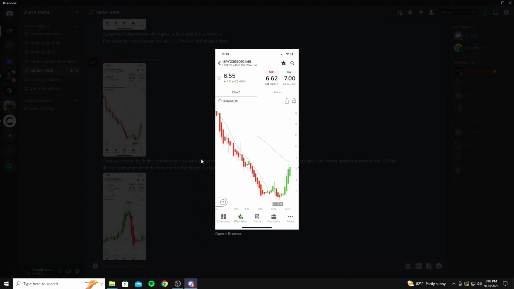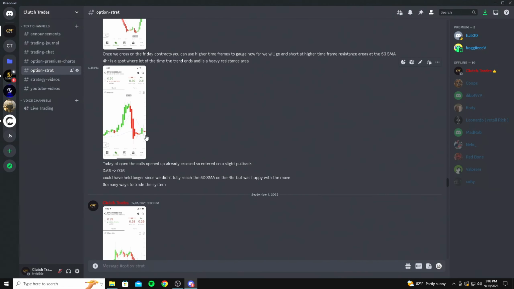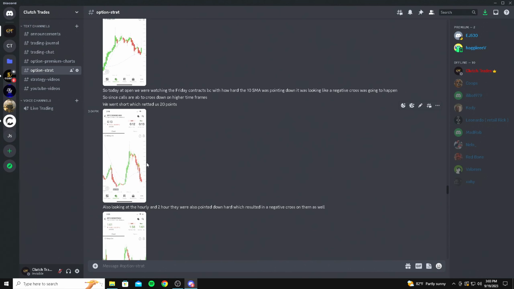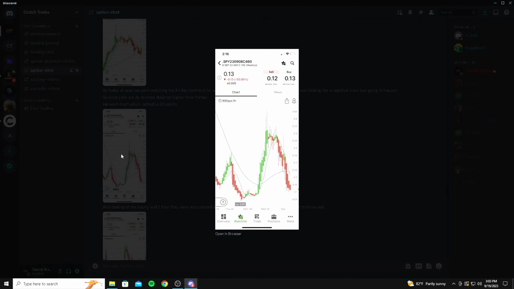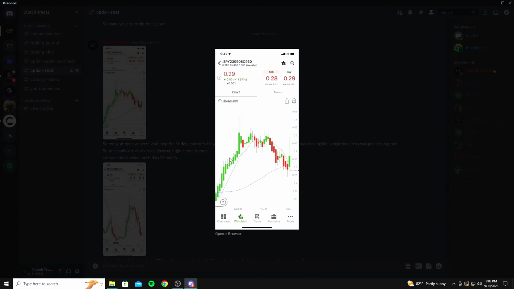So once we get there, you could take a short, or you could expect whatever premium you're watching to reject from that 50 SMA. So yeah, I just don't have too many screenshots of the higher time frames, I don't think. But another example right here, the 1-hour time frame crossing down on calls, so you can expect downside once we have that 10 SMA pointing down super hard. And this is what it looked like right here.